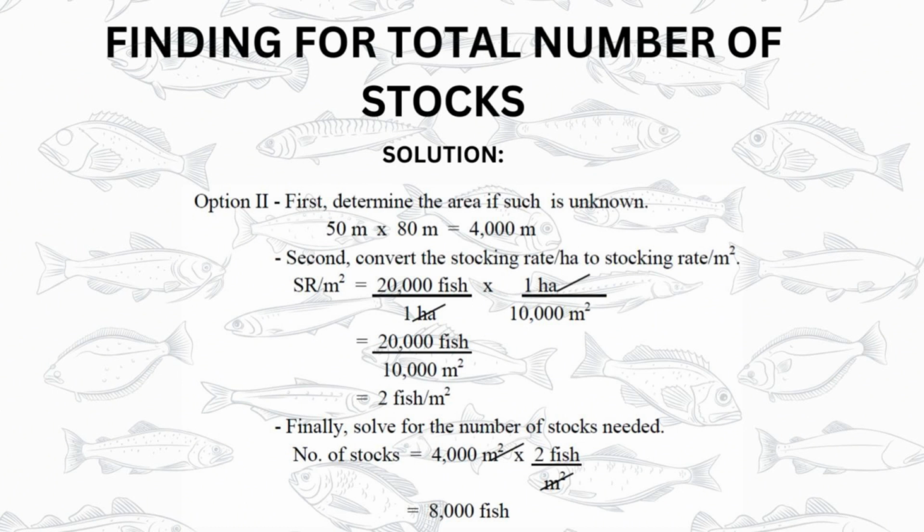Stocking rate per square meter is equal to 20,000 fish over 1 hectare, cross multiplied by 1 hectare over 10,000 square meters. Just cancel out the same units, then divide 20,000 fishes by 10,000 square meters to get 2 fish per square meter. Then, solve for the total number of stocks needed. 4,000 square meters will be multiplied by 2 fish per square meter to get 8,000 fishes.